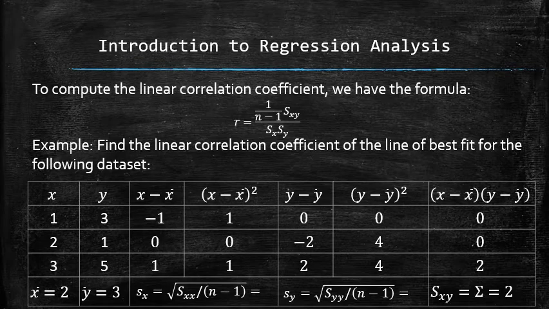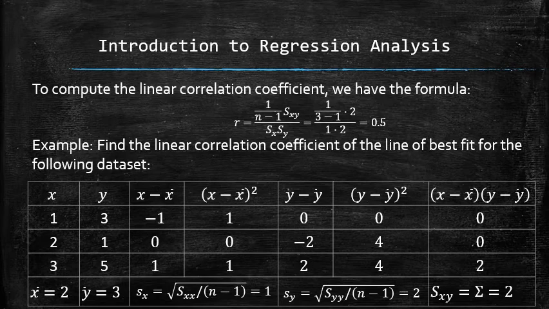We compute the standard deviation of the input variable by adding the values in the fourth column and dividing by n-1, and then taking the square root. We compute the standard deviation of the output variable by adding the values in the sixth column, dividing them by n-1, and then taking the square root. Finally, we set up the formula and compute the linear correlation coefficient, which is equal to 0.5.